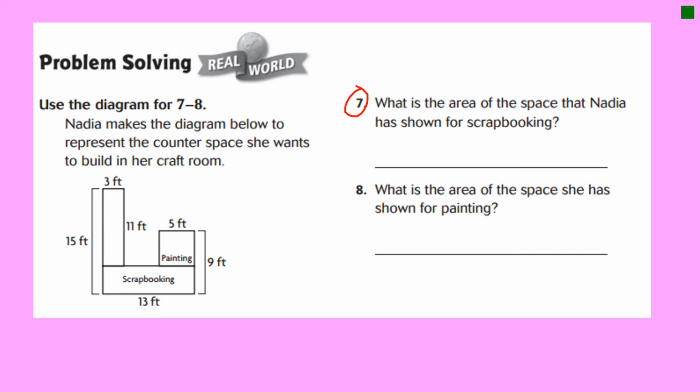So boys and girls, this is a drawing as if you're looking down from the ceiling onto the counters. So she has counters all around the edge of the craft room. Okay, so we have like an overhead view of the counters. So what does number 7 say? What is the area of the space that Nadia has shown for scrapbooking? All right, let's see here. This space doesn't have any label, does it? There's scrapbooking. There's the area for painting. Okay. All right, so we only want to find out the area for the scrapbooking.